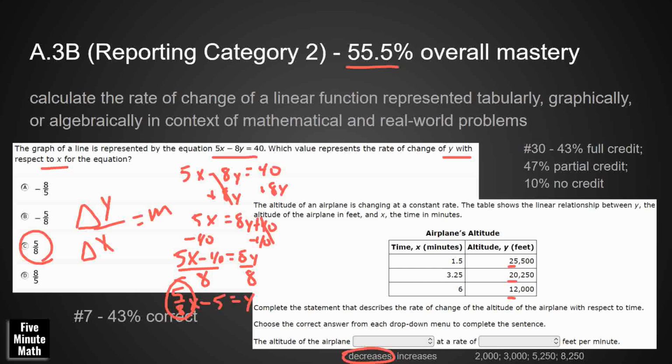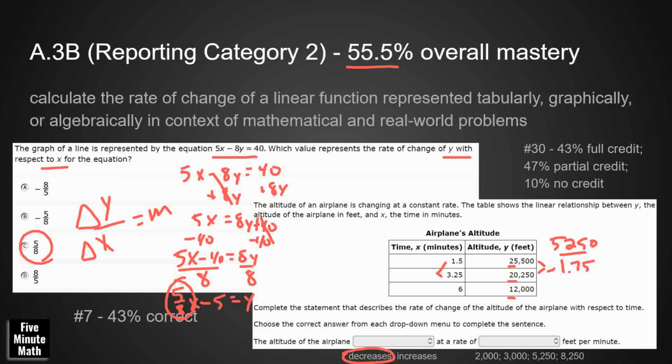Well, let's just find the difference between these two. Remember, the rate is the change in y over the change in x. So the y is going to be the 25,500 minus the 20,250. So that's going to be 5,250. That's the difference there between those two. And then I need the difference there, right? That's going to be the 1.5 minus 3.25. You're going to get a negative, and that's where we get the descending because it's going to be a negative. So negative 1.75.